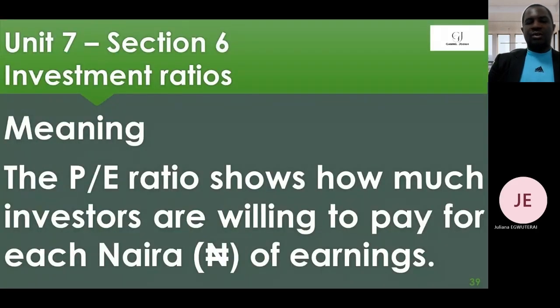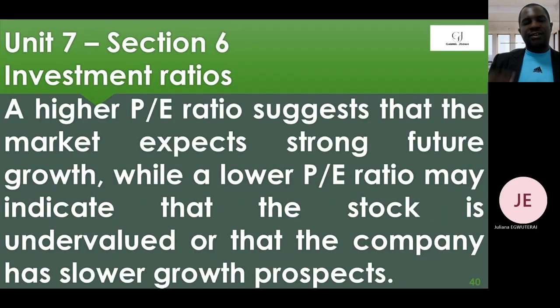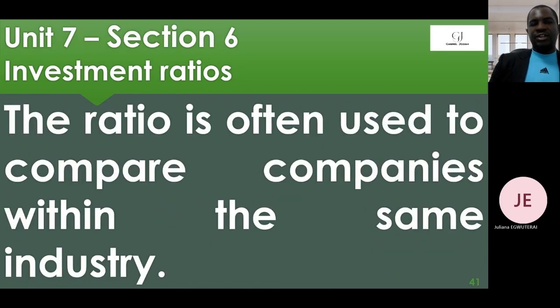So the PE ratio shows how much they are willing to pay for each naira of the earnings. And a high PE ratio suggests the market expects strong future growth. Exactly. So the market looks at the trajectory and says, no, the company is doing well and they expect good future growth on these shares. While a lower PE ratio may indicate the stock is undervalued or that the company has slower growth prospects. So undervaluation and slow growth could be the cause of a low ratio, while overvaluation and strong future prospects is the reason for a higher PE ratio.